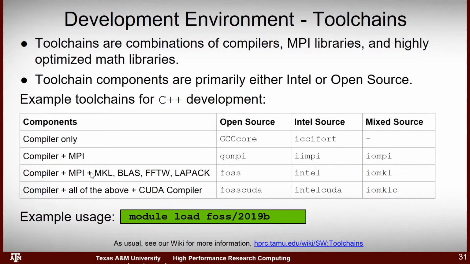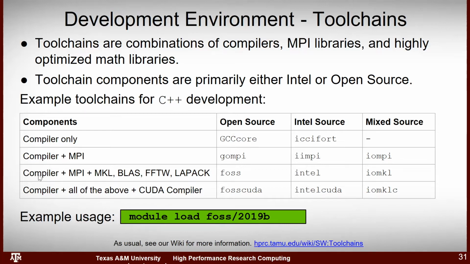And then you have all these math libraries: MKL, BLAS, FFTW, and LAPACK. Those are libraries for doing really fast math operations. So they're technically beyond the scope of just a compiler, so they live in a separate module. And normally when you want those, you also want MPI, because what's the point of going fast if you can't go big?